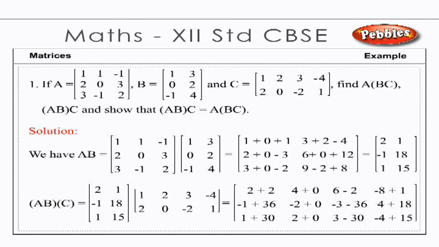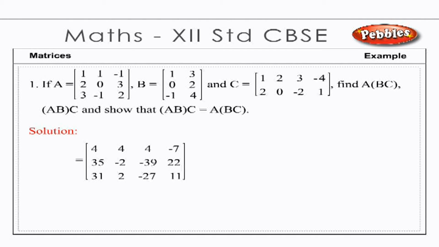(AB)C is equal to matrix [2, 1; -1, 18; 1, 15] into matrix [1, 2, 3, -4; 2, 0, -2, 1] is equal to matrix [4, 4, 4, -7; 35, -2, -39, 22; 31, 2, -27, 11].